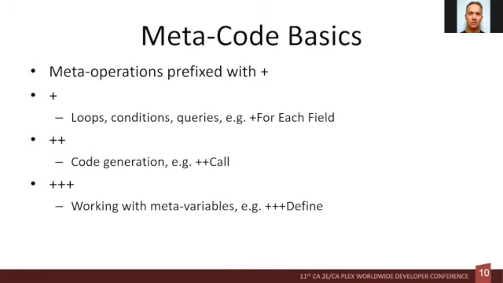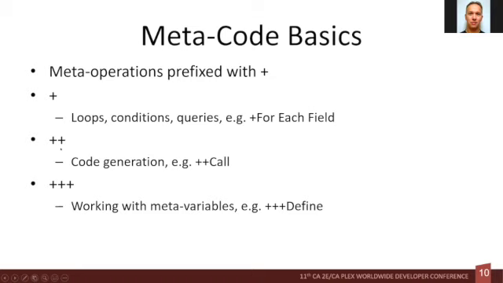I'm just going to teach a few basics here. All the metacode operations, all the statements, start with pluses. There is a logic behind that. The single pluses are just for constructs like conditions and loops, etc. One you may have seen or may even have used is plus for each field, which will loop through each field in a specific variable.